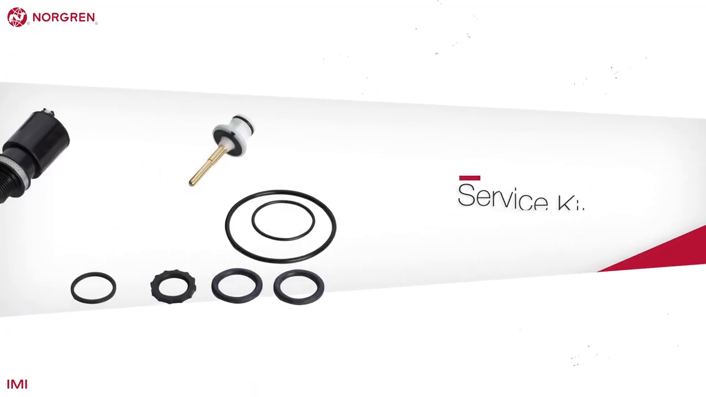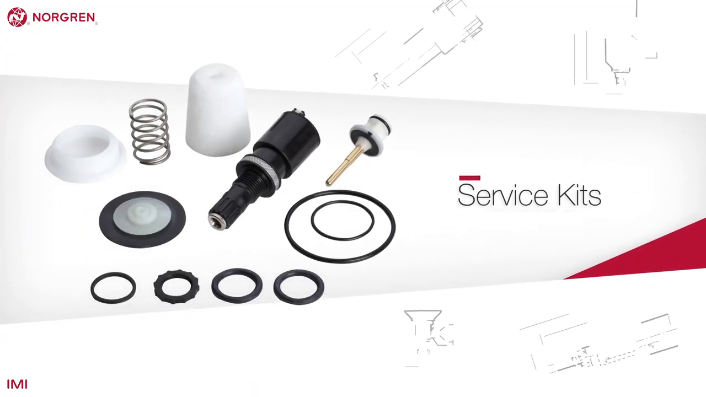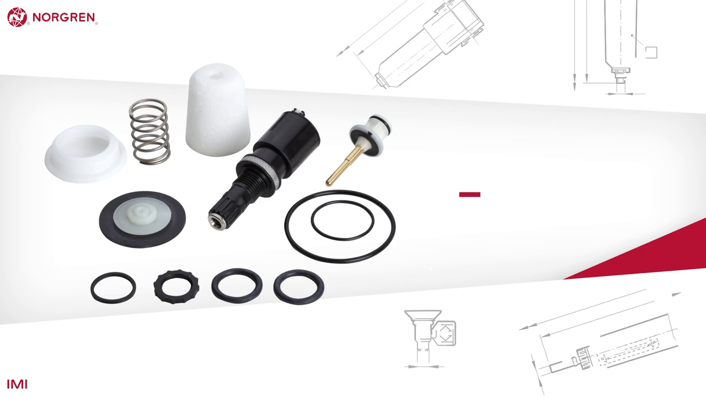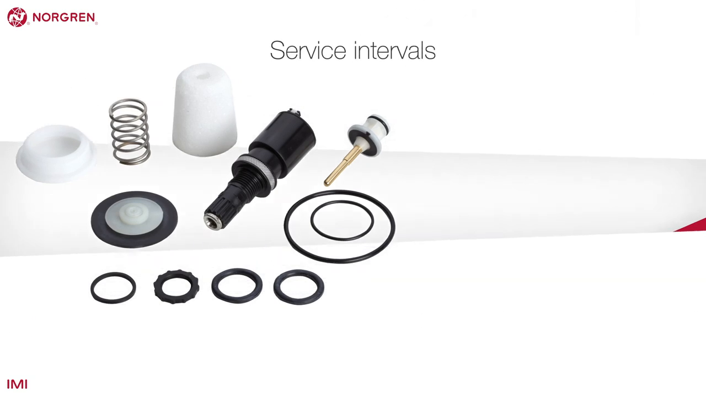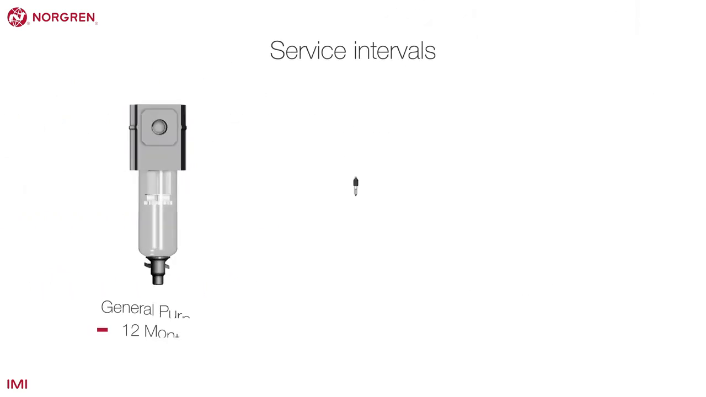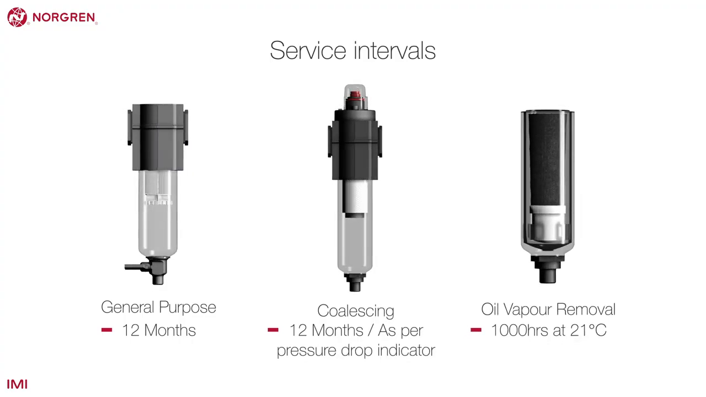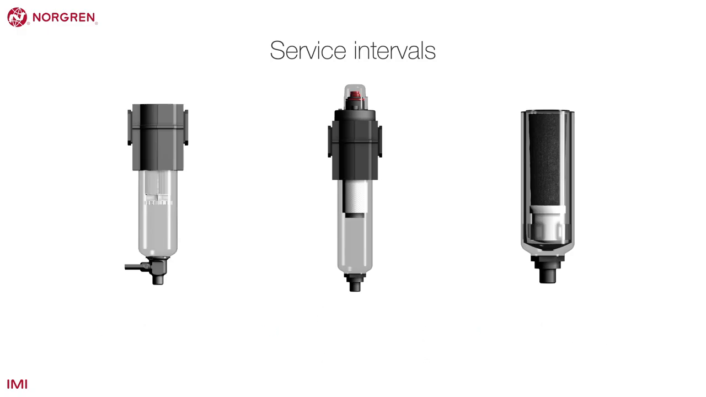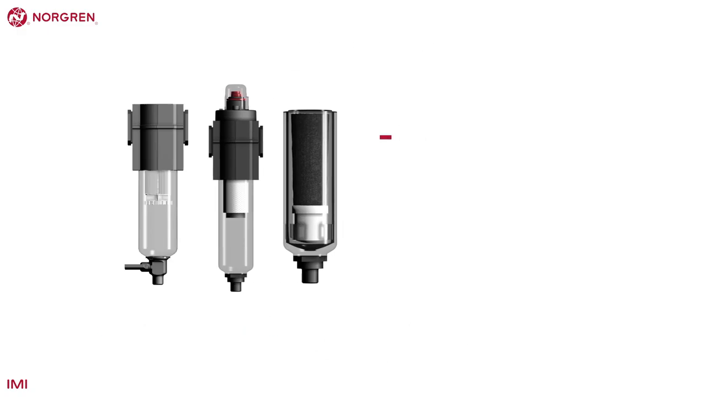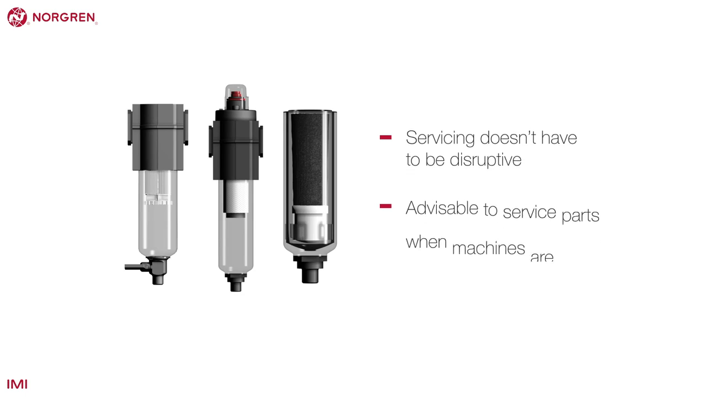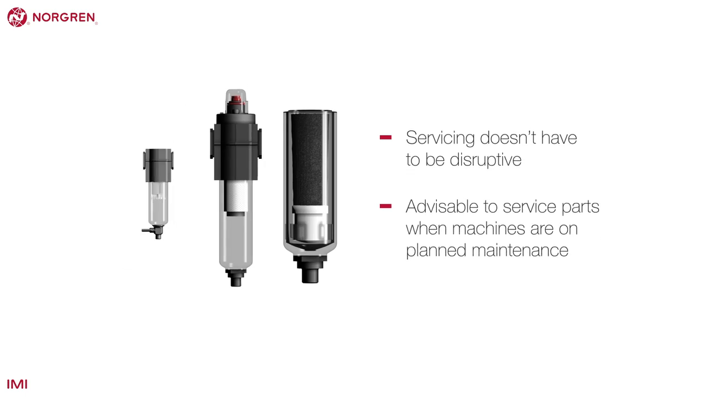Although many customers don't realize, all filters need maintenance, with a general purpose filter needing a service every 12 months. Proper servicing ensures efficient running and longer life. In fact, some filters just won't work if they haven't been serviced or replaced when required. With planning, it doesn't have to be disruptive. It's advisable to service parts when machines are on planned maintenance.